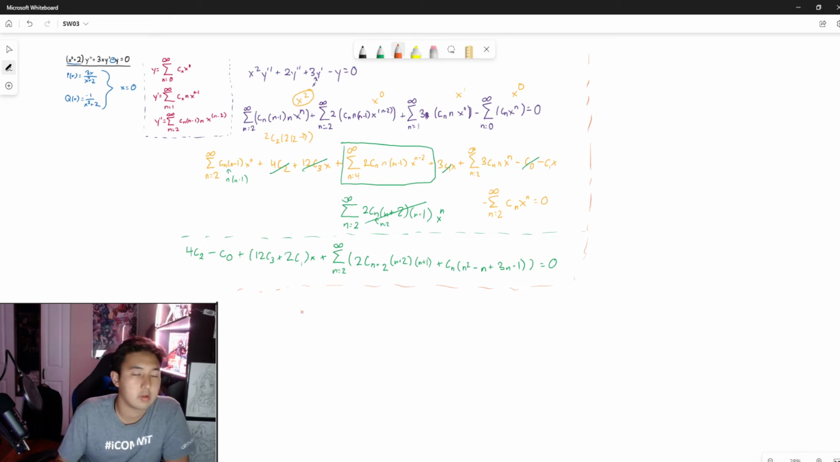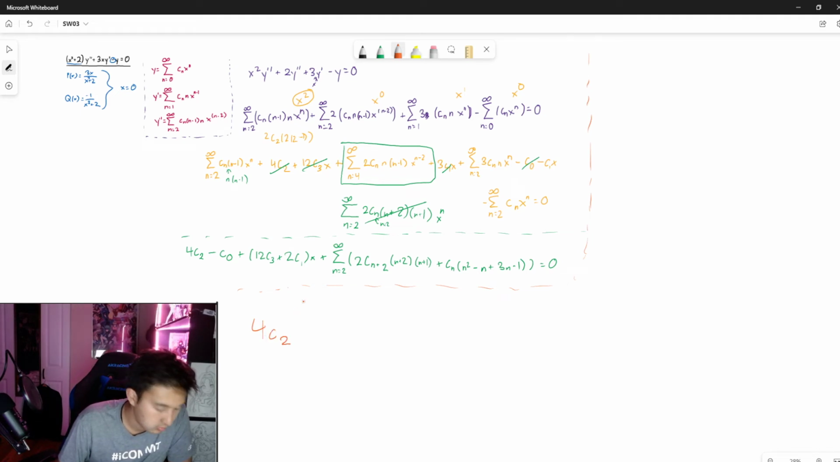More space here. Okay, so we can start with 4C2. Running a little too big. Let's see. 4C2 minus C0, that's our term here. This equals 0. So if we rearrange this, we get C2 equals C0 over 4.